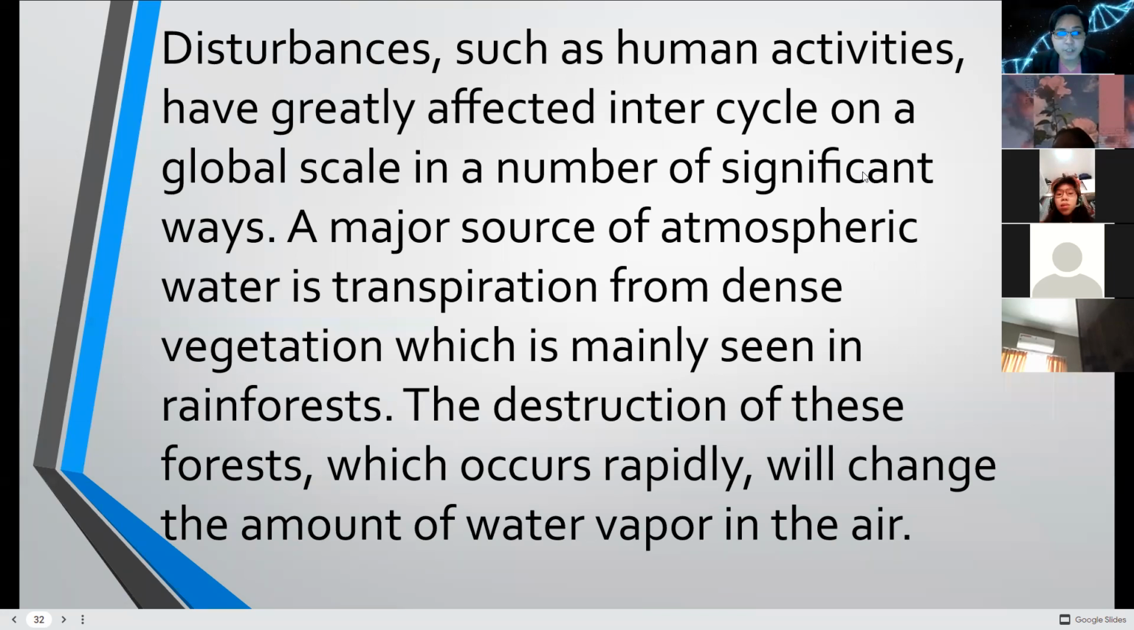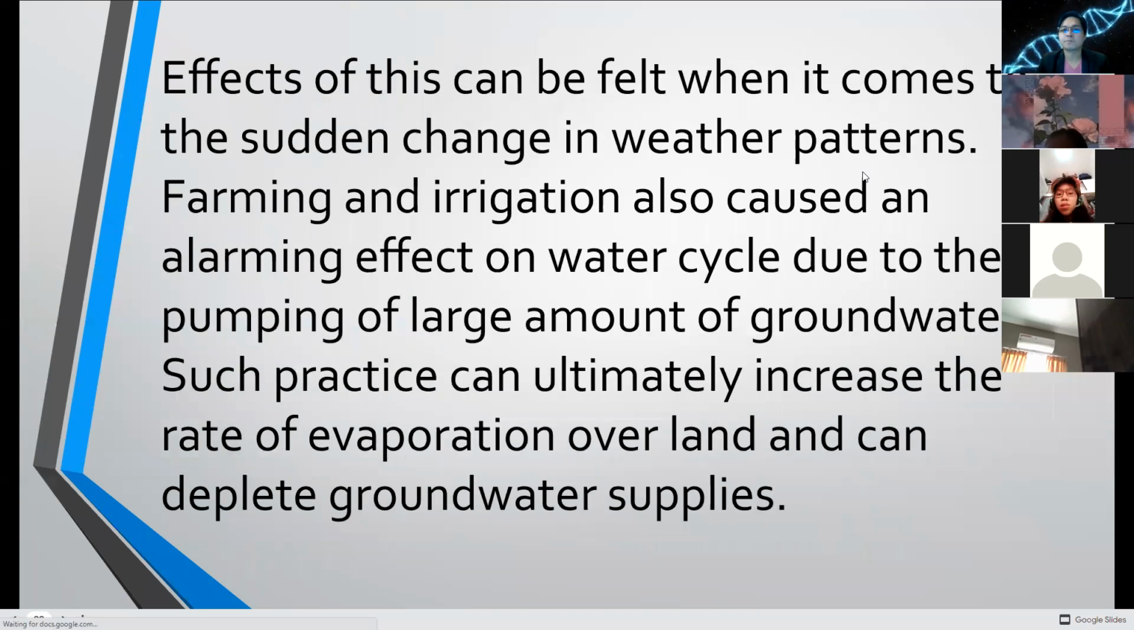The destruction of these forests, which occurs rapidly, will change the amount of water vapor in the air. Okay, effects of this can be felt when it comes to the sudden change of weather patterns. Before, we could actually predict weather conditions, but as of the moment, it is really hard for us to predict weather patterns. Why? Because there are some changes in climatic condition or climate change.